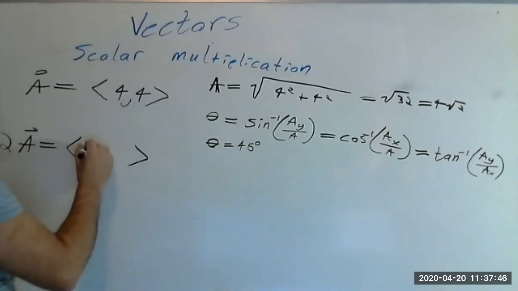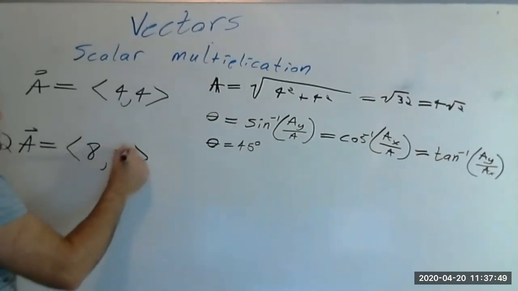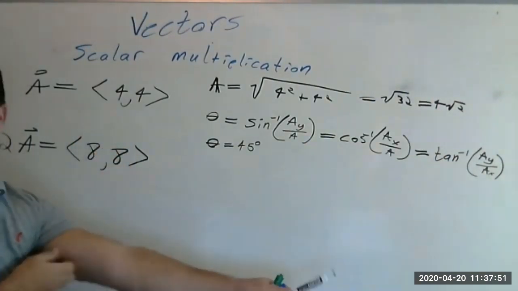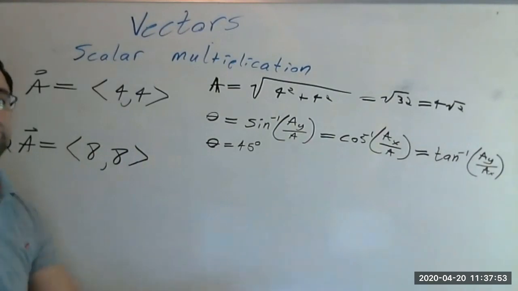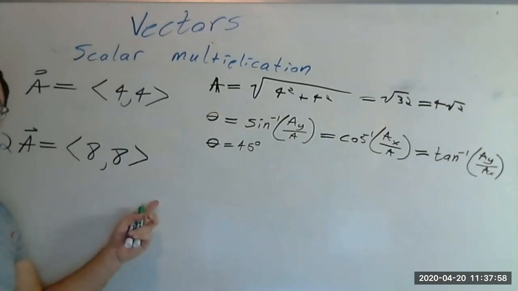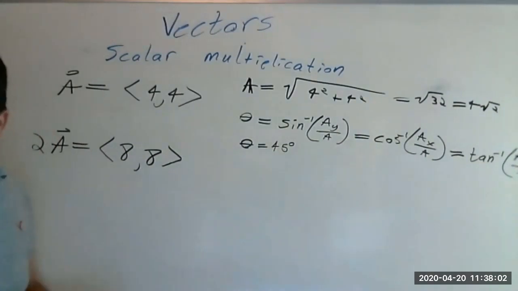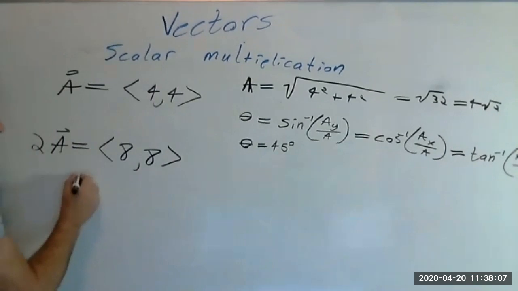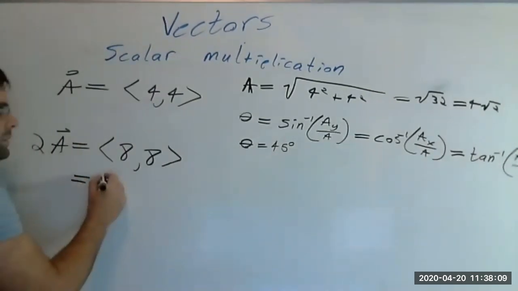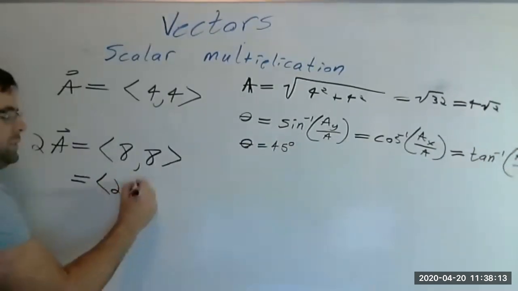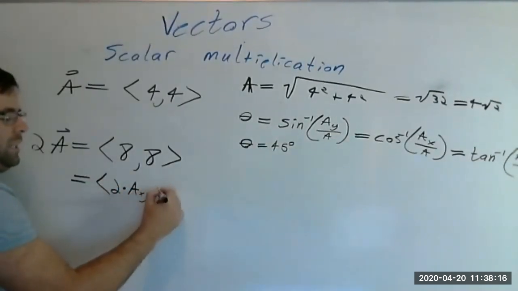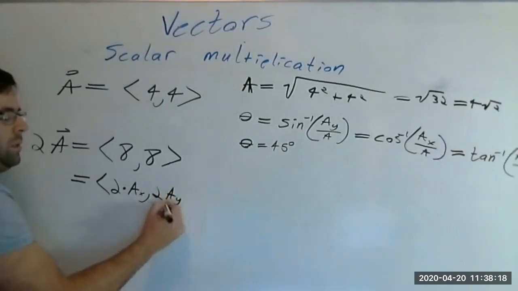So this is also why doing it this way is much easier, because scalar multiplication is just something that we've dealt with before. It's 2 times the x and 2 times y.